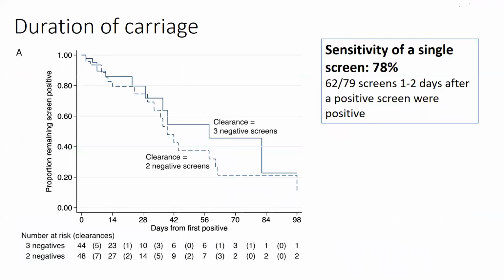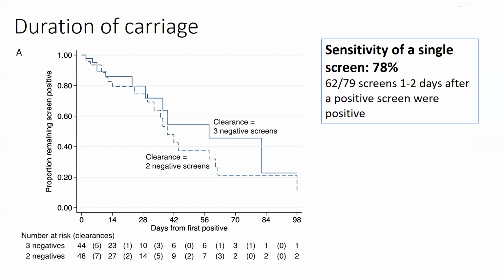How long did people carry for? Well, we found that we did 2 screens in quick succession, because we were screening people 3 times a week, and sometimes people were a bit enthusiastic, a bit earlier, a bit late, so we actually got screened the same day or consecutive days. And so if we assume that loss of colonization during that small period of time is pretty minimal, we can calculate how sensitive a single screen is, and that was around 78%.